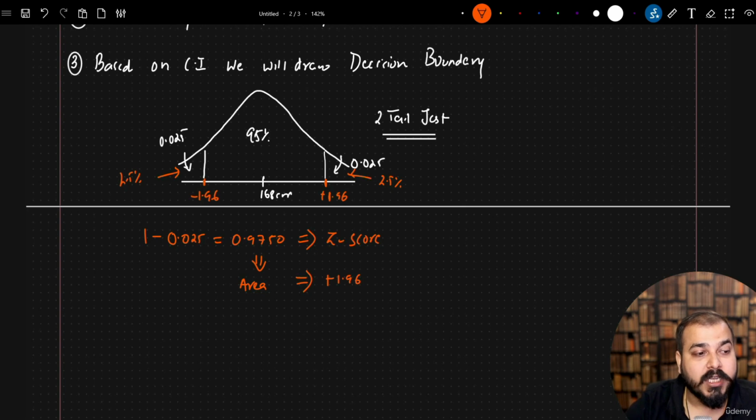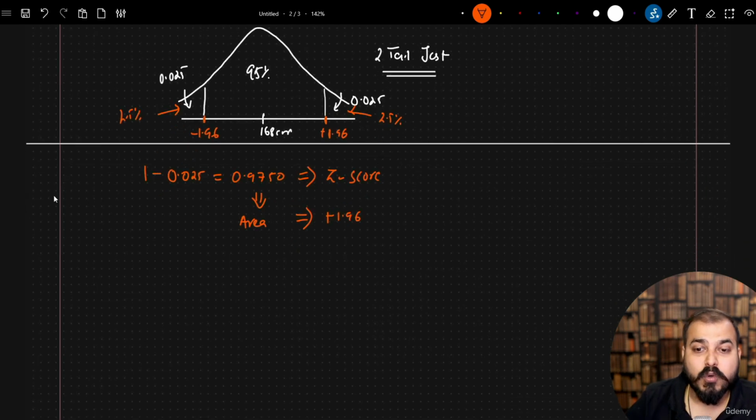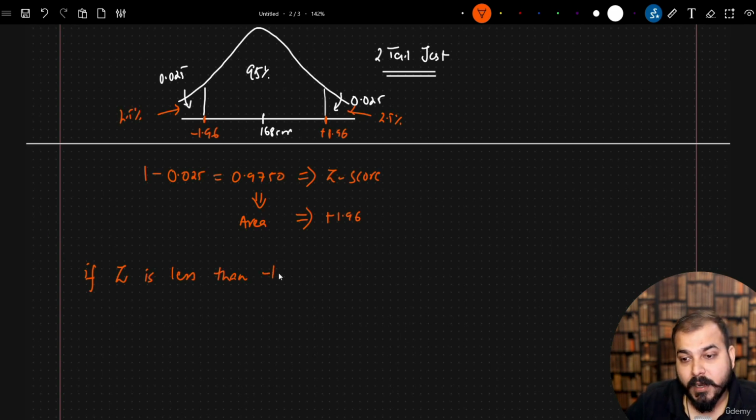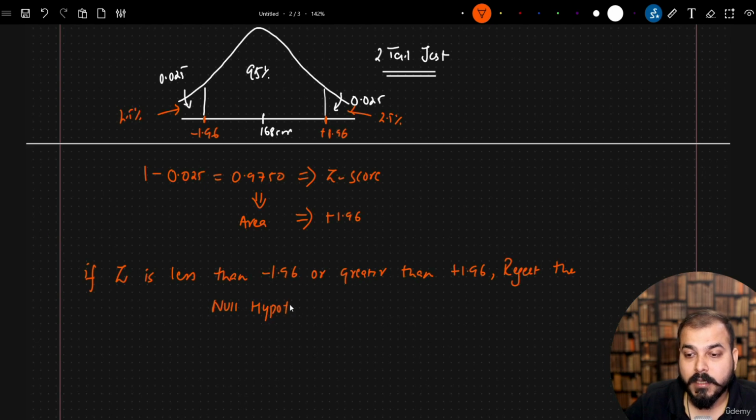Now what conclusion will I make with respect to minus 1.96 and plus 1.96? If the new Z score based on the data is less than minus 1.96 or greater than plus 1.96, we have to reject the null hypothesis. Otherwise, we accept the null hypothesis. So this is what we really need to compute. Now, how will this Z get calculated? This Z will be calculated from the statistical analysis. Very simple, so let's go ahead and compute it.